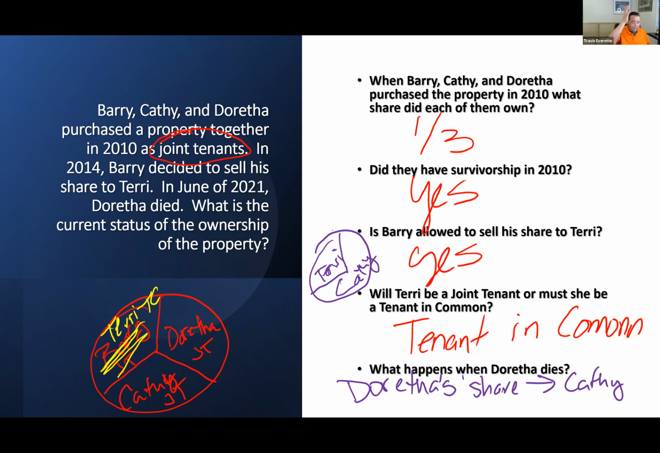Tenants in common, their share always goes to their heirs. Tenants by the entirety, their share always goes where? To the surviving spouse. Joint tenants, their share goes to the surviving remaining joint tenants until there are no other surviving remaining joint tenants. That's going to be the difference.